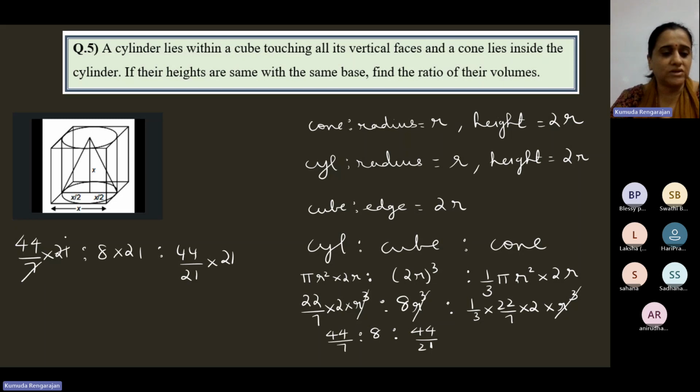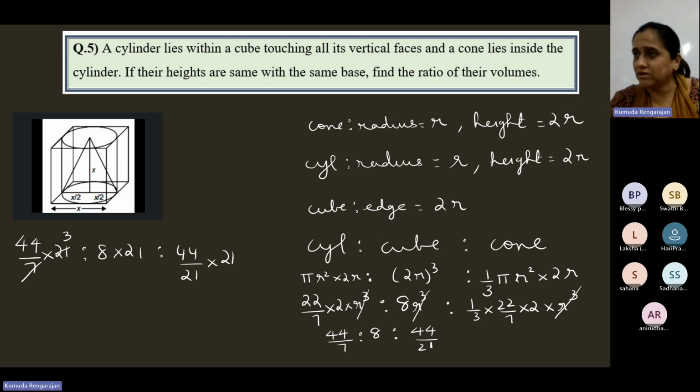7 ones are 7, 7 threes are 21. You understand what I've done? Every term in the ratio I've multiplied by 21, not only those terms that have 7 and 21. Don't say 8 does not have a denominator, so why are you multiplying that also with 21? You should do the same everywhere. Whatever you do, you should do for all.